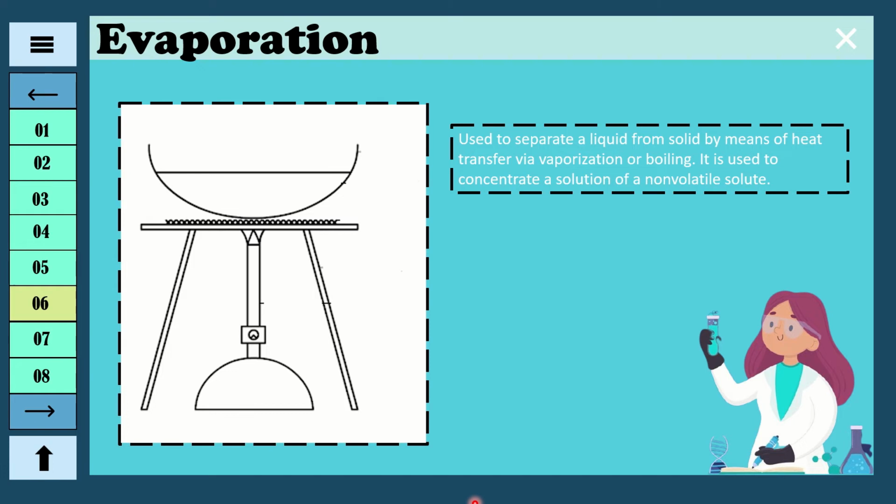Materials needed are evaporating dish, wire gauze, tripod, and Bunsen burner. If you don't have a tripod, you can use the hot plate.